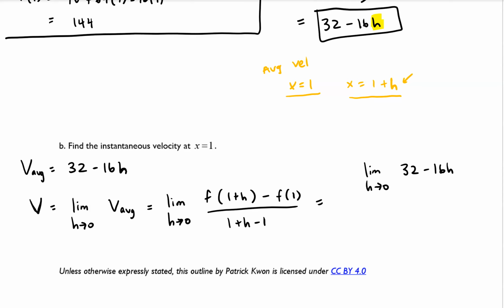Now, 32 minus 16h is a linear function, which is a type of polynomial. So that means that we can just plug in h equals 0. So that's going to be 32 minus 16 times 0. And if we simplify that, we get 32. And then our units are going to be feet per second. So that is the instantaneous velocity at x equals 1 second.